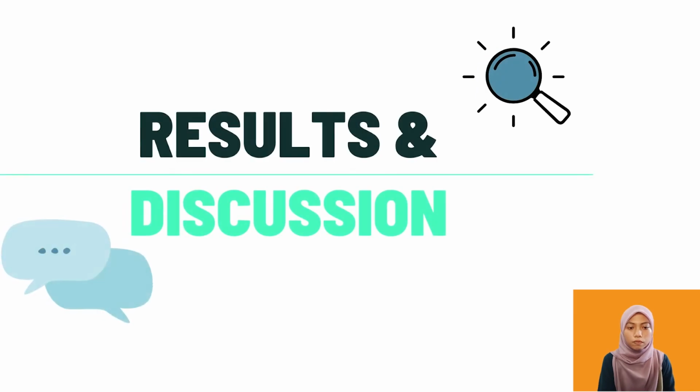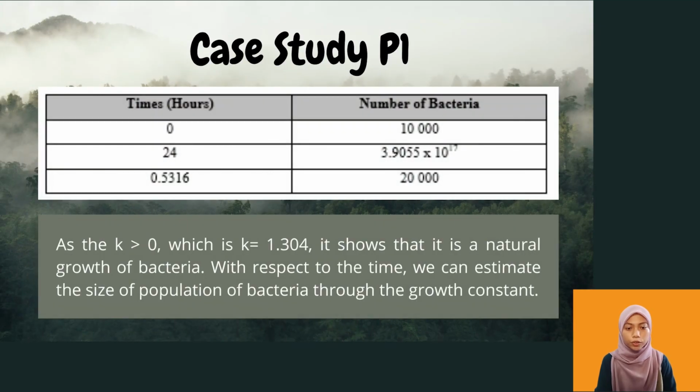So the result for the case study of P1 is shown in the table. We can see that as the time increases, the number of bacteria also increases. As K is more than 0, which is K equals 1.04, it shows that it is a natural growth, and we can conclude here that the growth of the bacteria did satisfy the exponential growth model, which is N equals A exponent of KT.